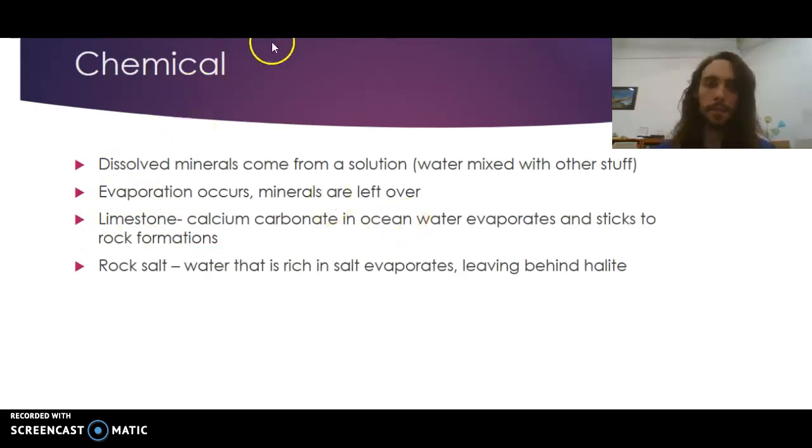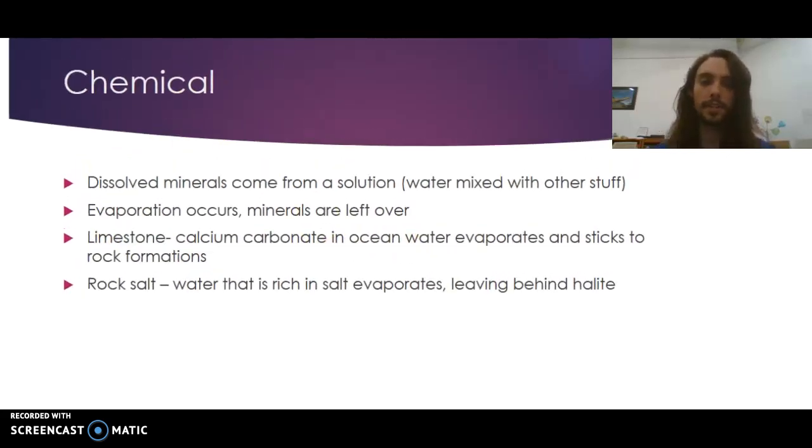So for the classifications, remember we've got detrital or clastic, then we've got chemical, and then we've also got organic. Those are the three big classifiers for sedimentary rock. So for chemical, really all it is, dissolved minerals come from a solution. And remember, a solution is water mixed with other stuff, basically. So water mixes with these minerals, they dissolve, and then they get evaporated. That water evaporates, and what's left over is the minerals. It's as simple as that.